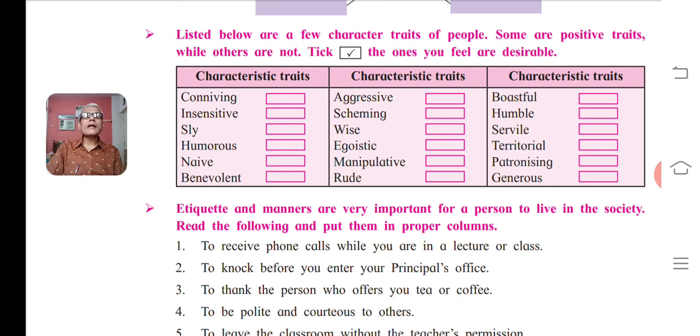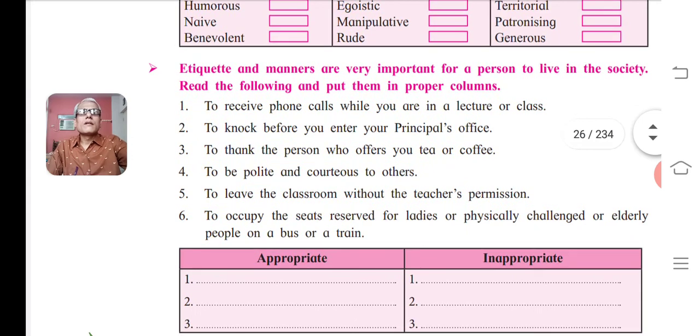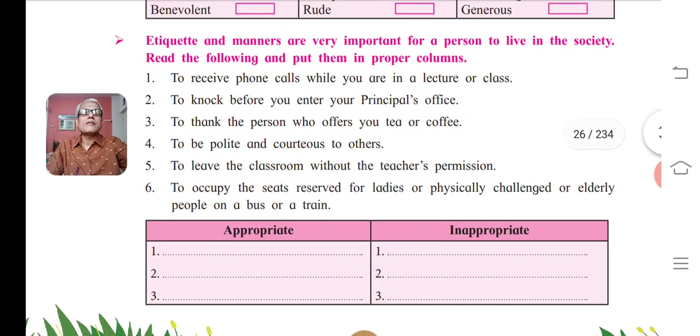Now, activity number 3. Etiquette and manners are very important for a person to live in society. Read the following and put them in the proper columns. Here a list of etiquette and manners is given, and below it there is a table with 2 columns, appropriate and inappropriate. So you have to bifurcate all these etiquettes and manners into these 2 columns.